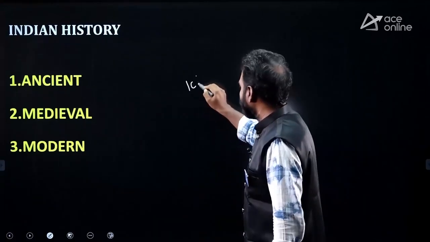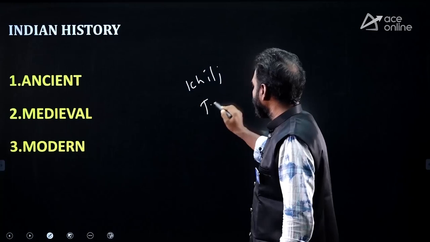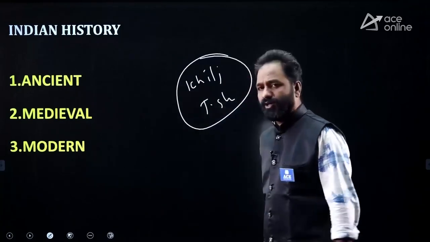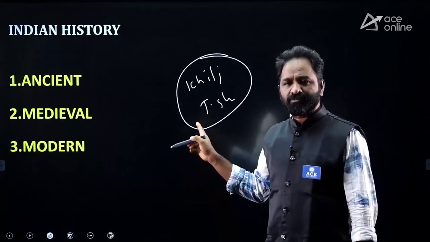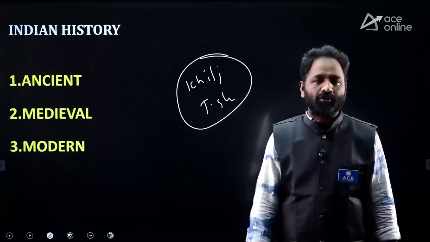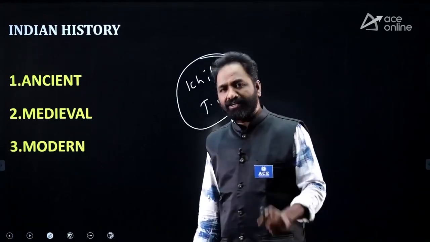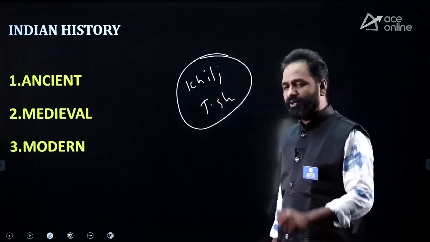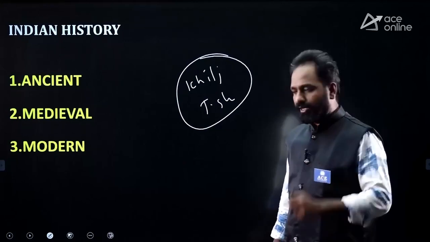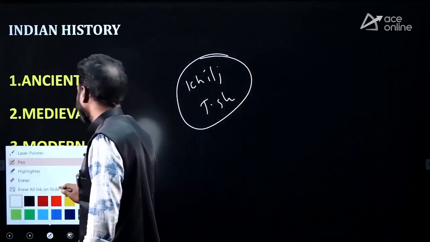And the most important thing, the reforms by Alauddin Khilji, reforms by Tughlaq are very, very important. Repeatedly they are asking questions on reforms of Khilji and Tughlaq, and one more thing called Akbar. So in the entire medieval history, focus on these people: Khilji, Tughlaq, Akbar, and also Shivaji.